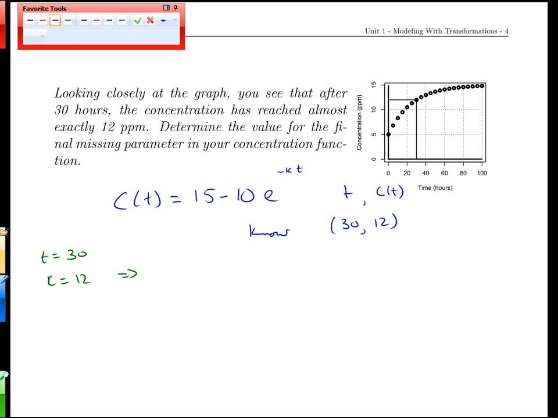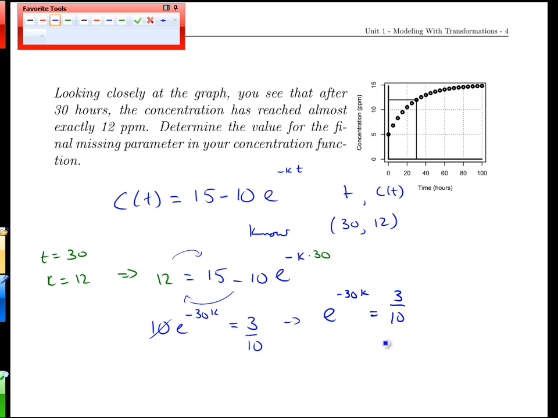That gives us the relationship that 12 equals 15 minus 10 e to the minus k times 30. Alrighty, that leaves us with only one variable left to solve for, the k, and we can do that piece by piece. So let's bring the 12 over here and the minus 10 over to make everything positive. That gives us 10 e to the minus 30k is equal to 3. Divide through by 10, and we get e to the minus 30k equals 3/10, or 0.3.